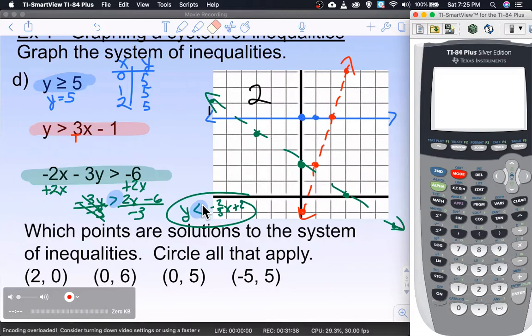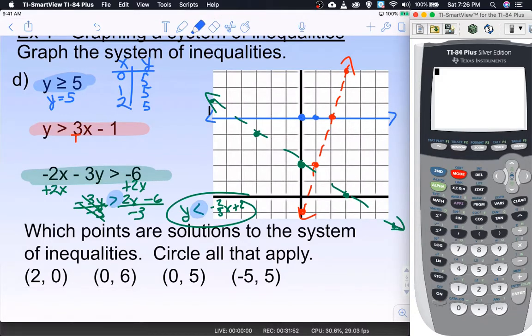And lastly, my green line. Because we changed the direction of the inequality, this is now a less than. We're looking for lower than the green line, which would be number 1. So number 2 is out. My solution is, well, on the piece of graph we have, just this tiny little section here.